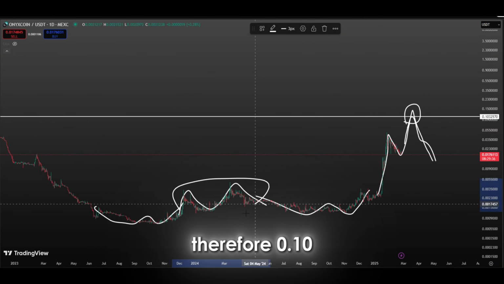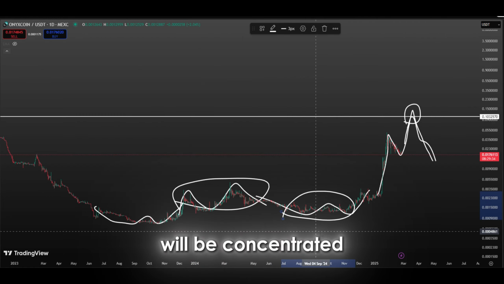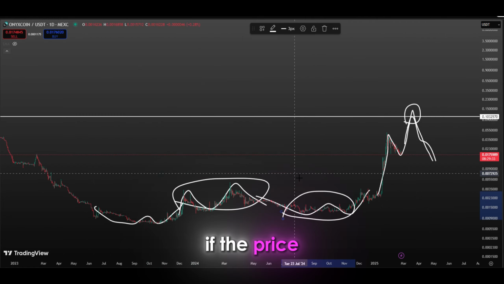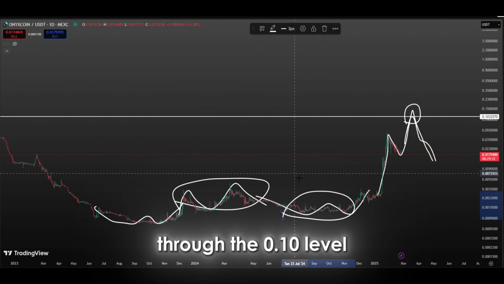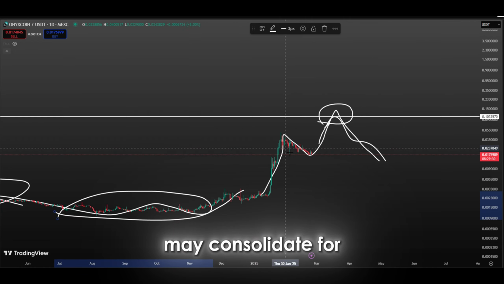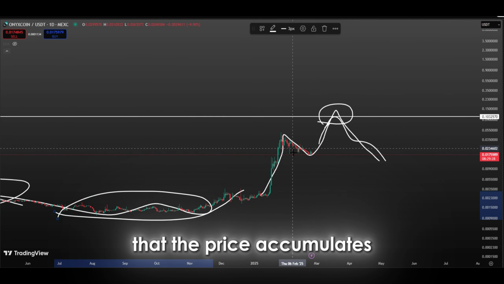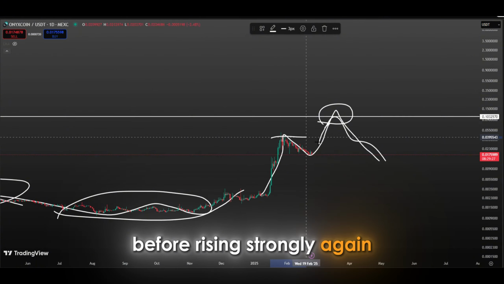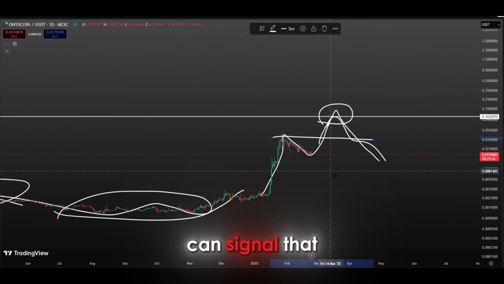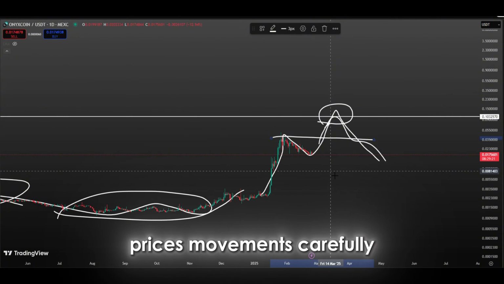Therefore, 10 cents could be a zone where the price will consolidate for a while, and large trades will be concentrated. However, if the price fails to break through the 10 cents level, there may be a pullback to psychological resistance and the price may consolidate for a while. Consolidation usually means that the price accumulates before rising strongly again. This process can signal that the market is ready for the next rise. In this case, investors should be patient and watch the price's movements carefully.